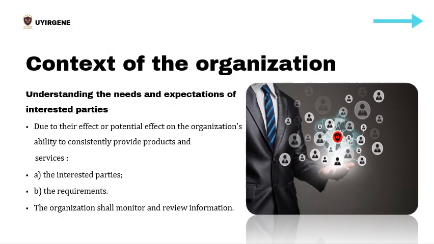Understanding the needs and expectations of interested parties. Due to their effect, or potential effect, on the organization's ability to consistently provide products and services that meet customer and applicable statutory and regulatory requirements, the organization shall determine the interested parties that are relevant to the quality management system, and the requirements of these interested parties that are relevant to the quality management system. The organization shall monitor and review information about these interested parties and their relevant requirements.